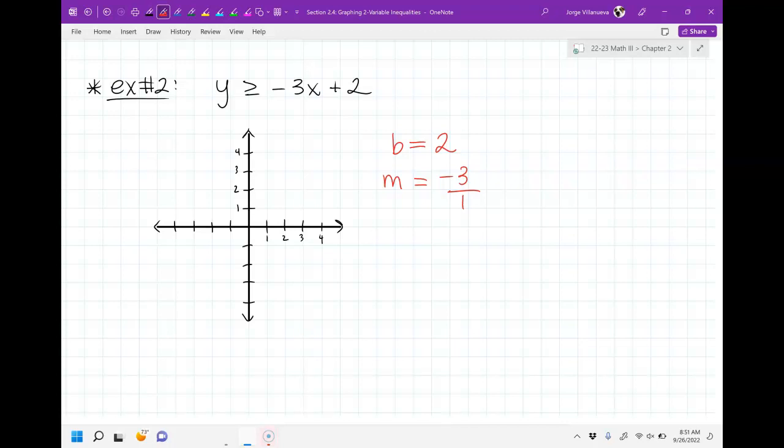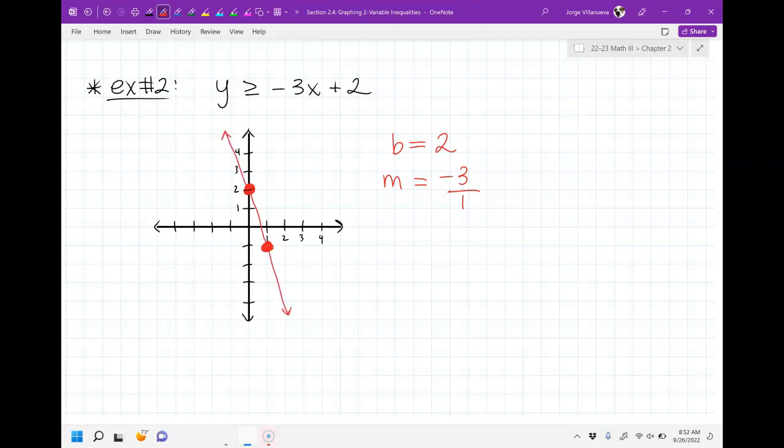So, all right, now we got our begin, our move. So we begin at positive 2. So here it is, positive 2 on the y-axis. And then we're going to move negative, that means down, 3 times 1 over. So 1, 2, 3, 1, that's right here. Okay? It's going to be a pretty steep graph, but it's okay. Should it be a solid line or a dashed line? Solid, right? Because it says greater than or equal to. So a nice solid line.